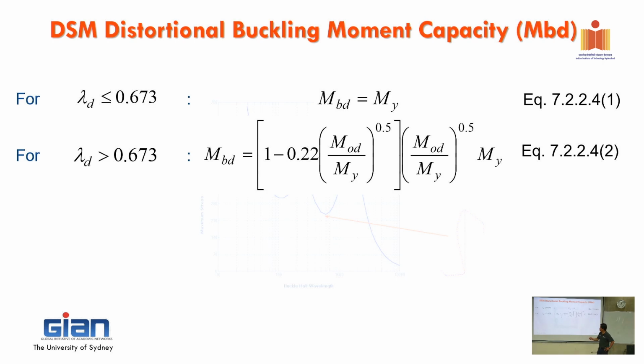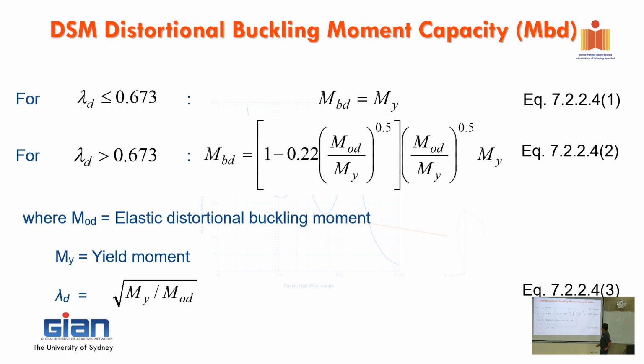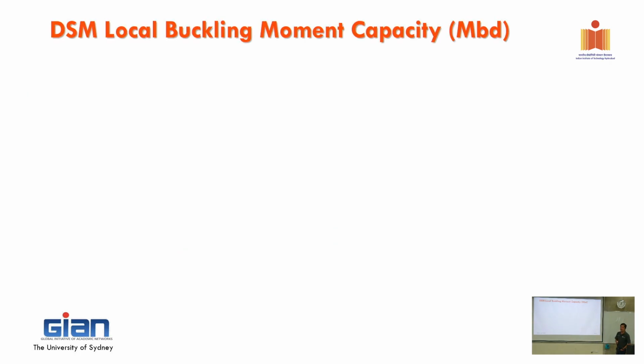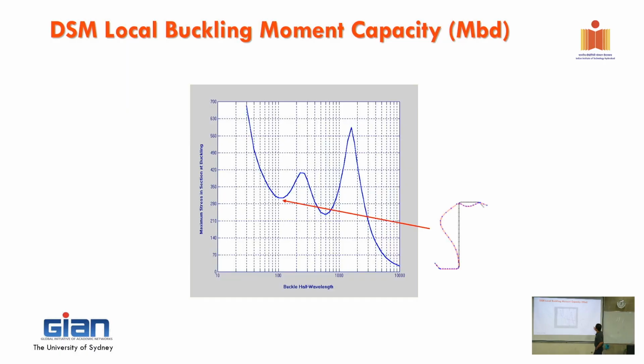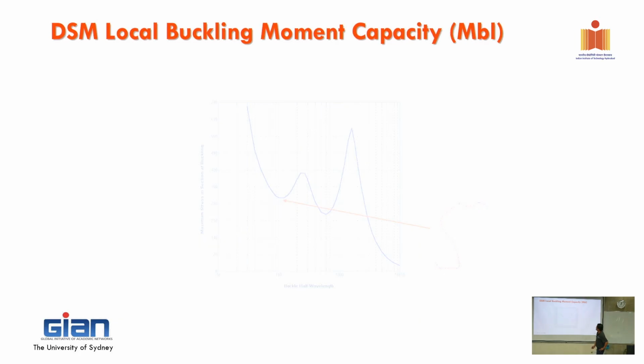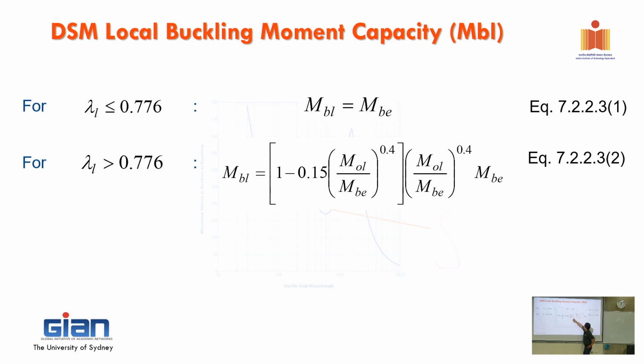All right, so lambda d is the slenderness based on that equation, My over MOD, and when you put that one in, you got MBD. Similarly, you calculate the other one, you move to the left, you get another local buckling minimum point, and that one you can calculate MOL.